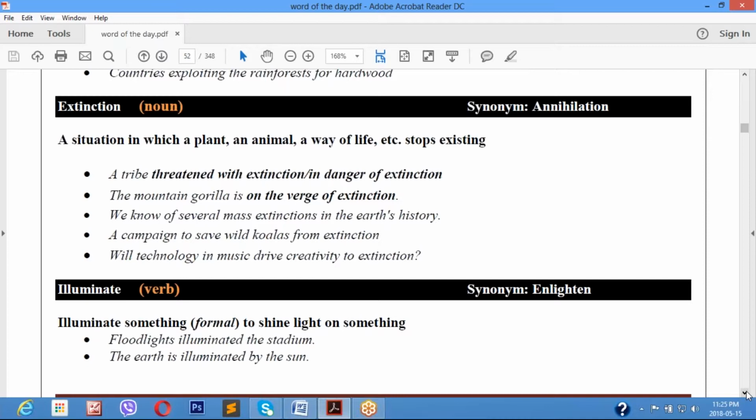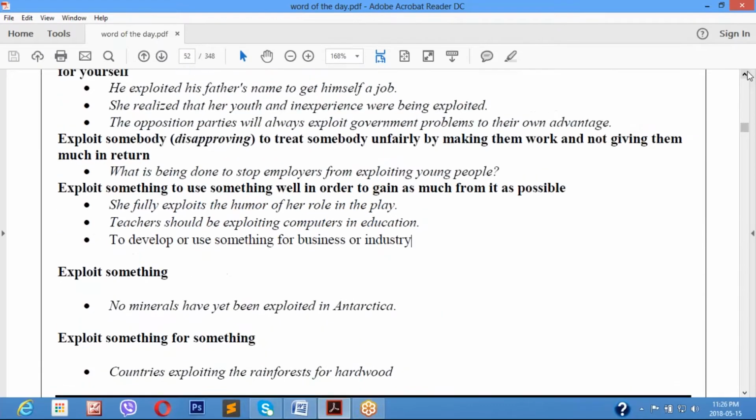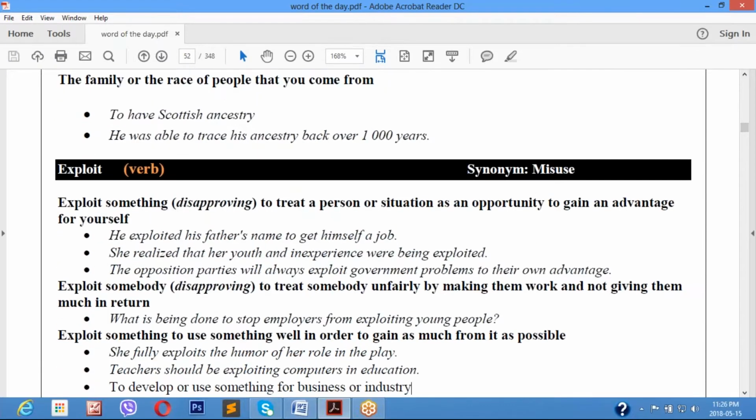Illuminate. Illuminate means to shine light on something, to enlighten something, to spotlight something. One example: the earth is illuminated by the sun. Actually, this is regarding the physical light. Illuminate the idea. We can also use this word in this way.